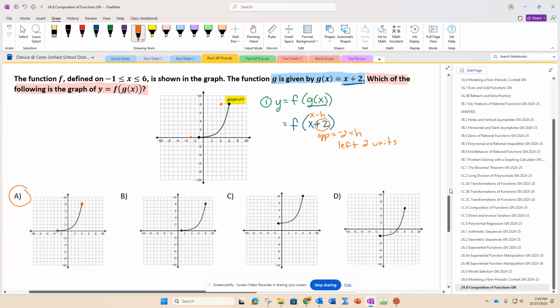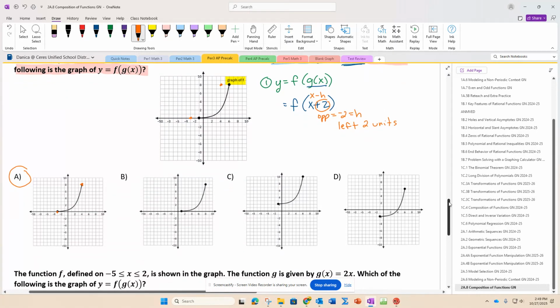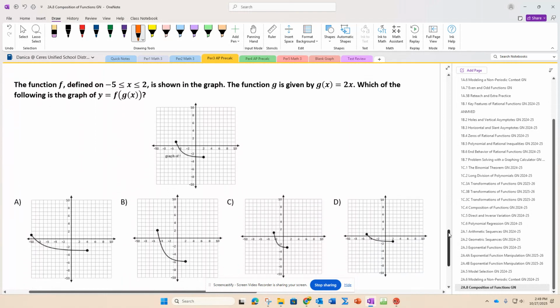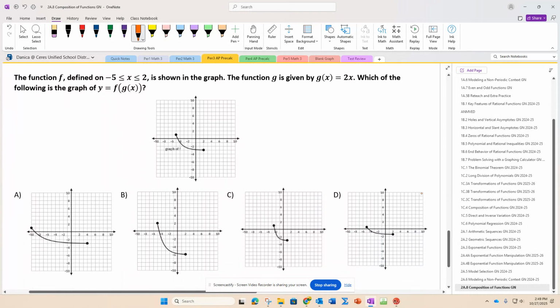All right, let's take a look at this one. We're going to do this one as a practice problem. So go ahead and pause and give it a try using that same procedure, interpreting the transformation that's happening. Choose your graph, come back when you're ready to check.